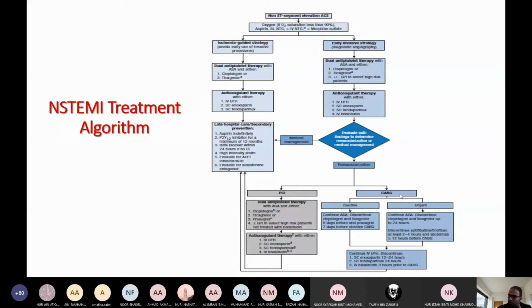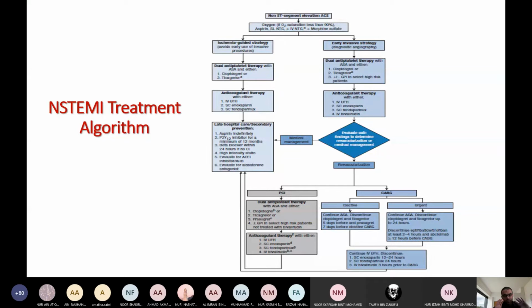For example, in the CABG, regardless of urgent or elective, you continue the aspirin and discontinue the other P2Y12 agent like the ticagrelor or clopidogrel. And after the procedure, you just continue with the unfractionated heparin and discontinue the other anticoagulant. What about the PCI? In the PCI, the dual antiplatelet therapy should be there, and the anticoagulant therapy with either one also could be there. Okay, this is the overall data on the non-STEMI management.